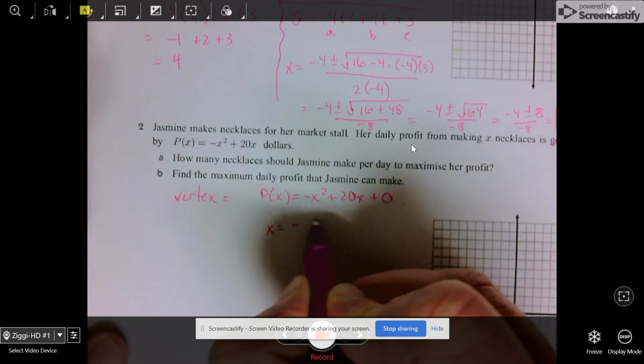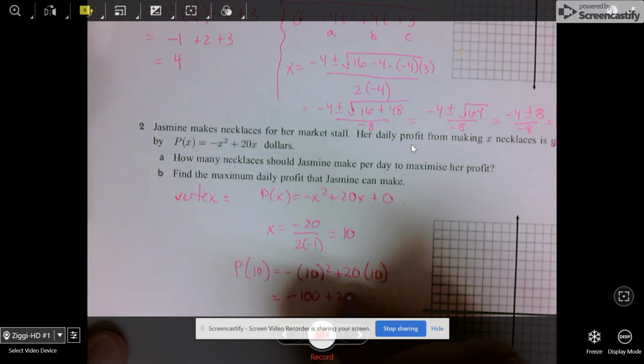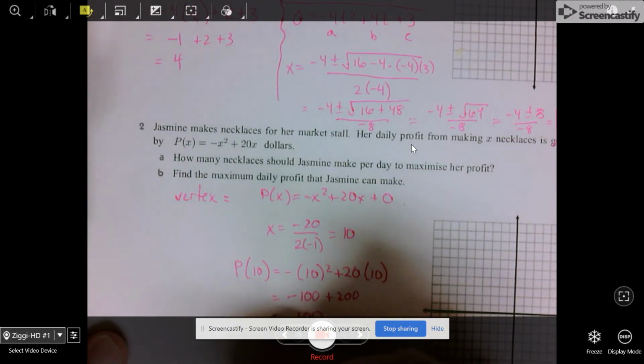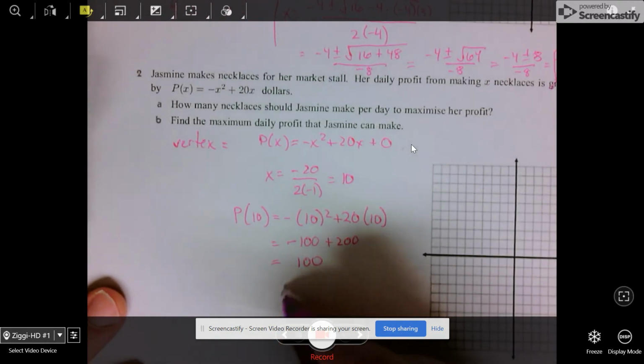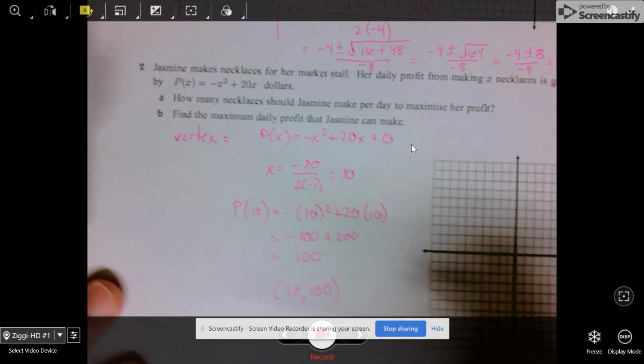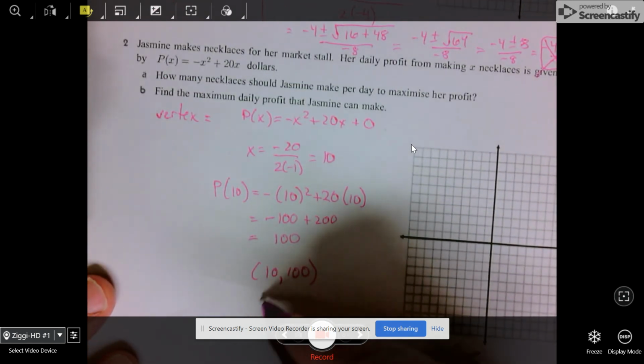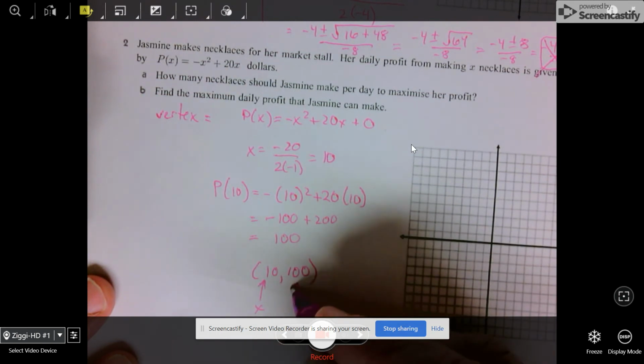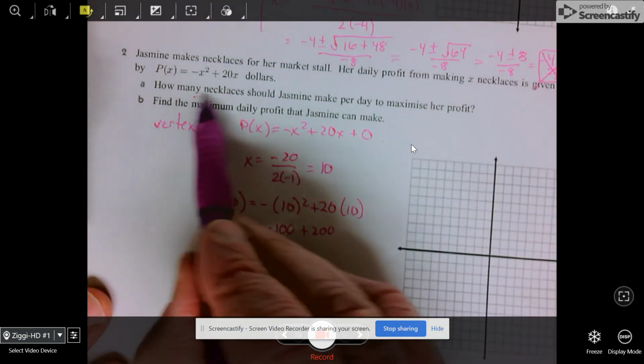So how many necklaces should he make to maximize the profit? So how many necklaces? X, that's 10. And the maximum profit that they make is 100. We know this is a parabola that goes up and down like this. So we're just finding that maximum value. So when in doubt, find the vertex. It's going to be the answer to 2 questions.